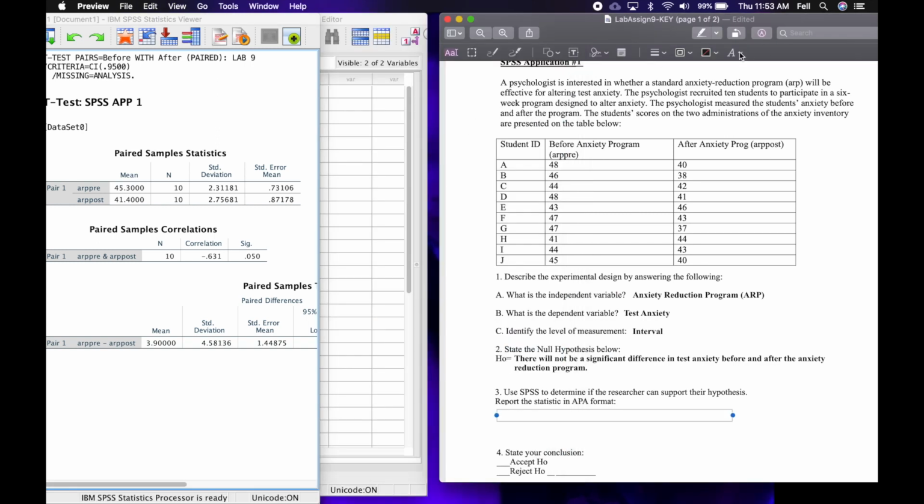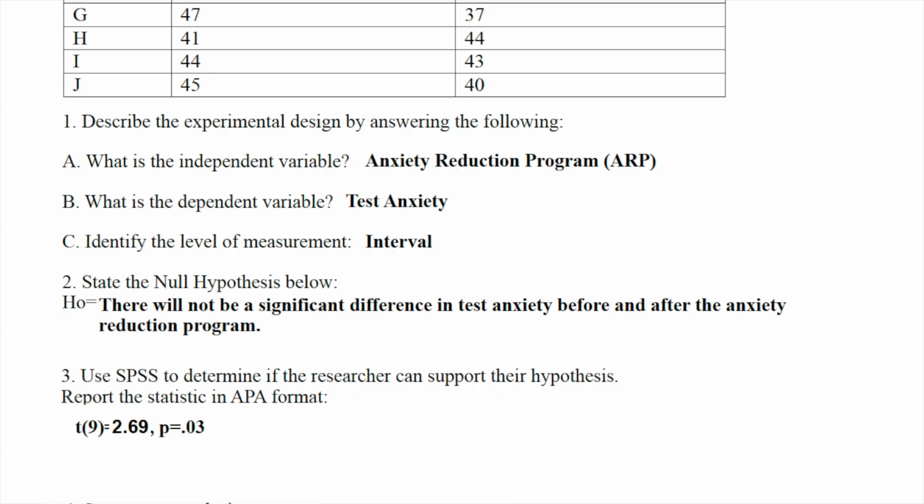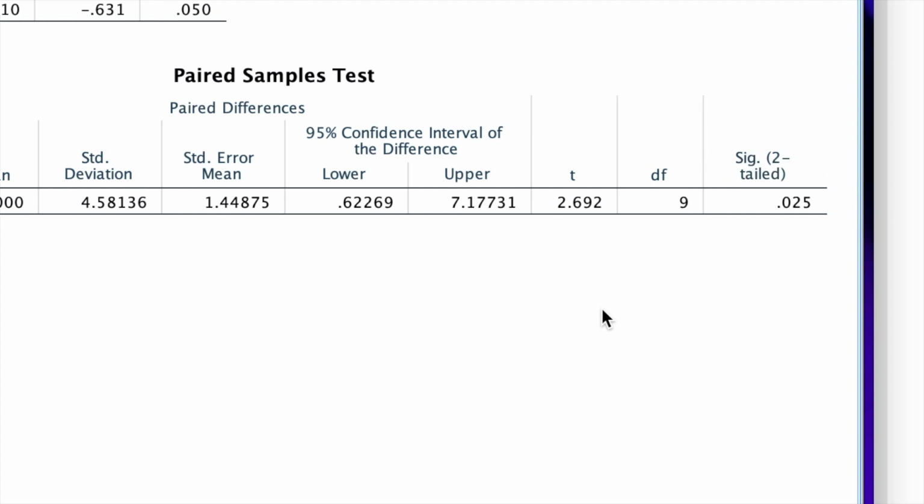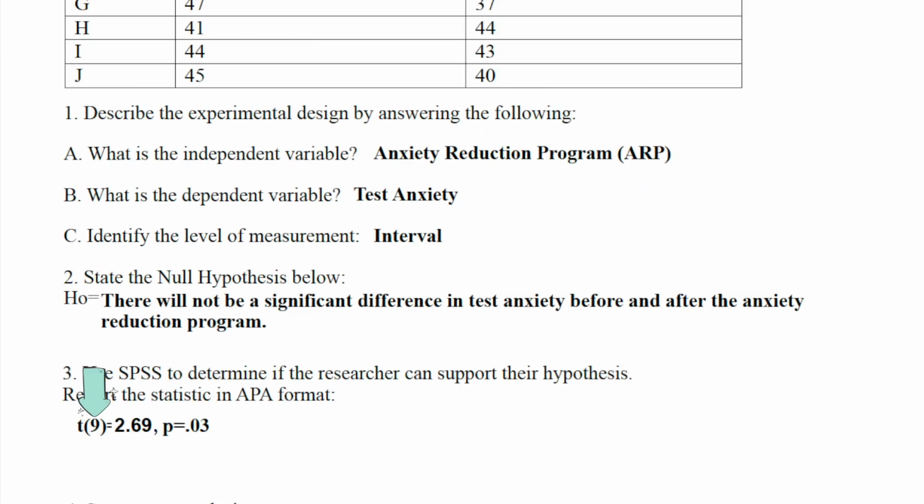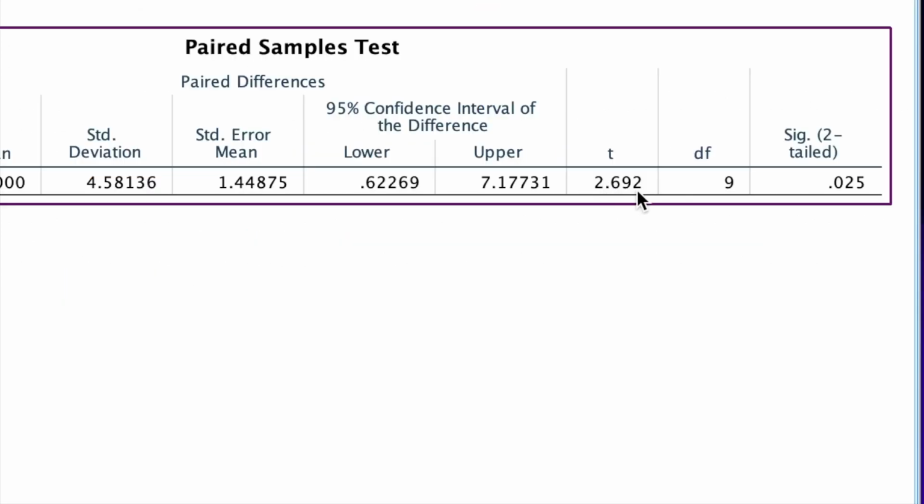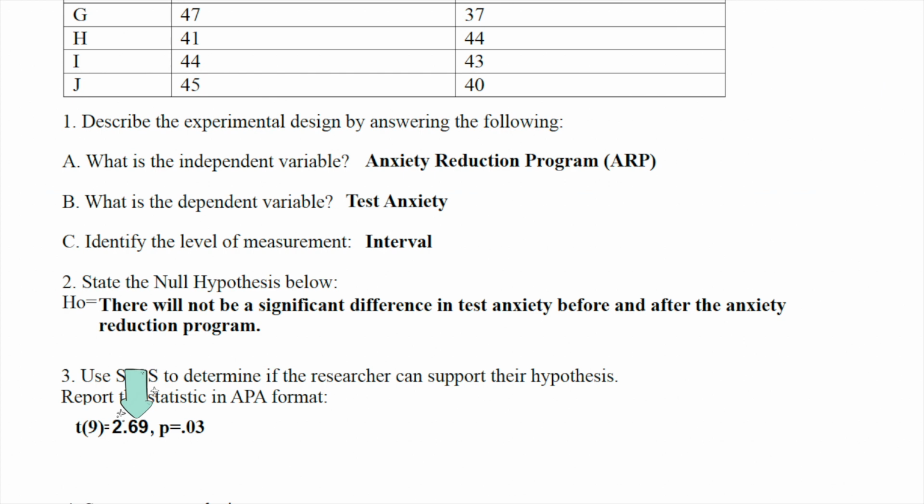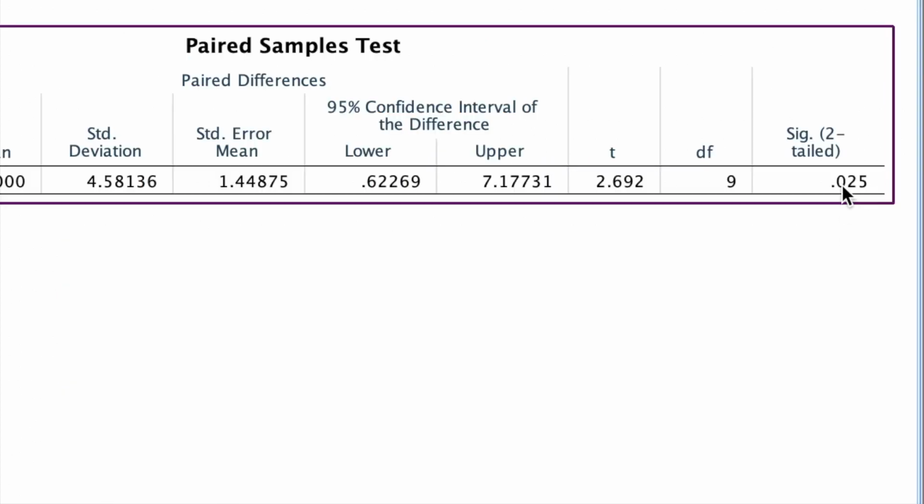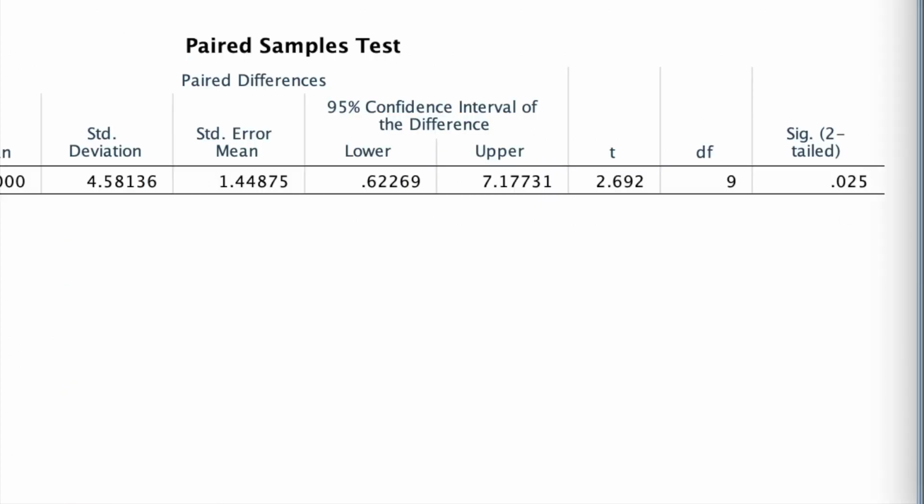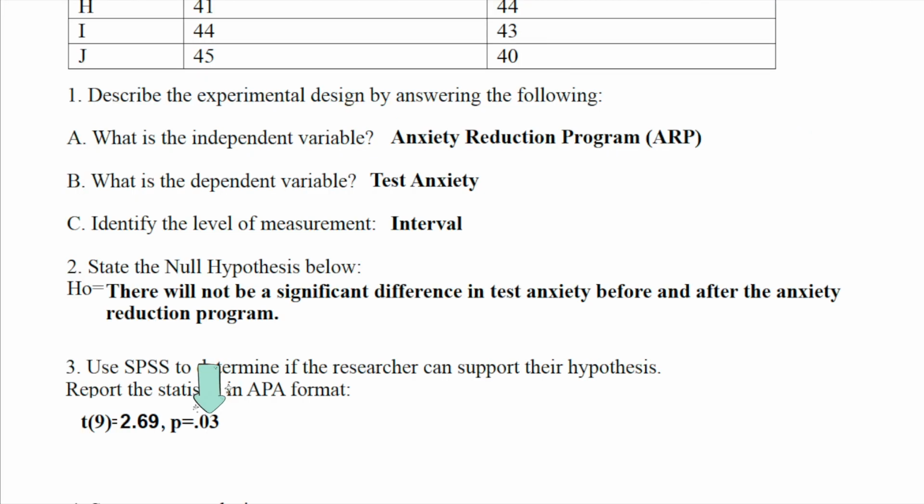The way we're going to report that is by putting our t symbol, and then we're going to need those degrees of freedom. So we get the degrees of freedom from our output right here. Degrees of freedom are 9. And then the t-value, we're going to round 2.692 to 2.69. And then our p-value is 0.025, which we are going to round to 0.03.